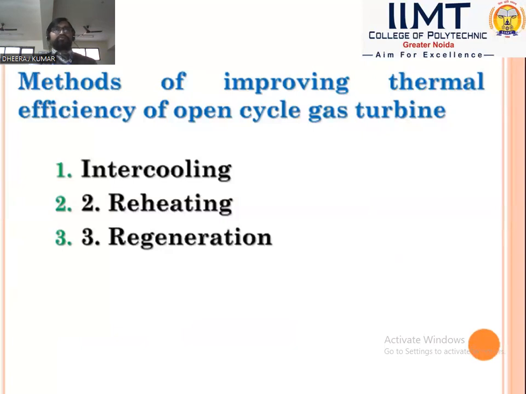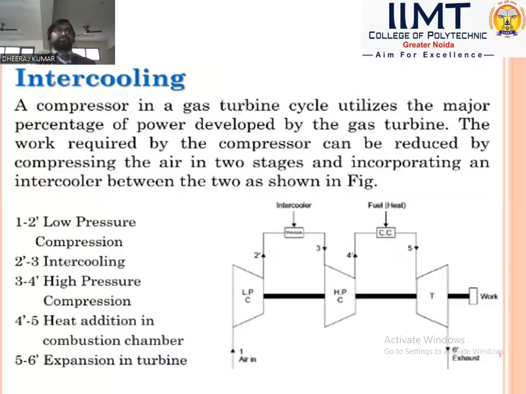Methods of improving thermal efficiency of open cycle gas turbine. There are three methods to improve the thermal efficiency of the gas turbine, because the efficiency of the gas turbine is only 20 to 30%. So we improve the thermal efficiency by using first intercooling, second reheating, and third regeneration. First, let us discuss intercooling.